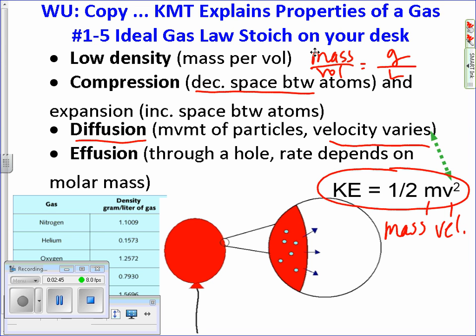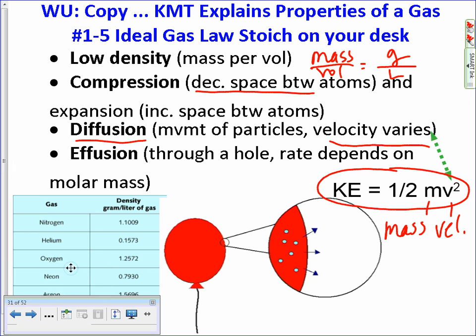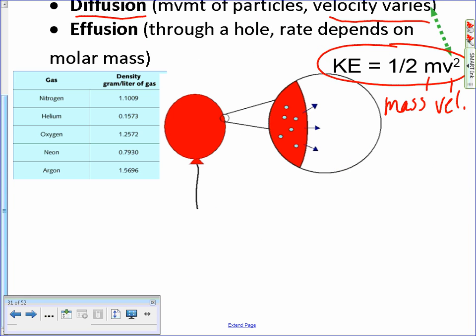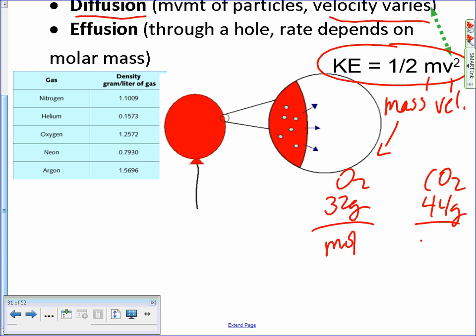So what's the molar mass of oxygen gas? 32, because it's diatomic. So oxygen gas is 32 grams per mole. Carbon dioxide? So 44-ish, 44 grams per mole. Which of these are going to move faster? Oxygen, because they weigh less, right?